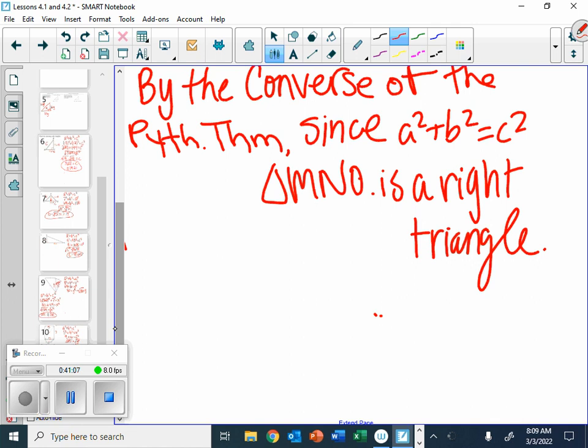Alright. Very quickly, I want you to try this last one on your own. So once again, you're being asked, is it a right triangle? You're not given a picture this time, but that's okay. Your largest side is your C, or your hypotenuse. So once again, ask yourself, does a squared plus b squared equal c squared? If it does, it's a right triangle. If it doesn't, it's not. And then we'll be done.